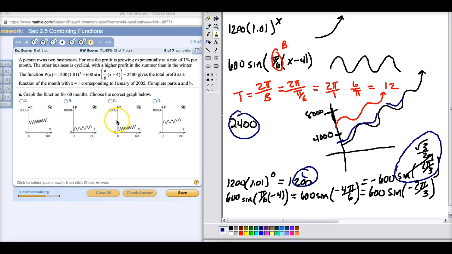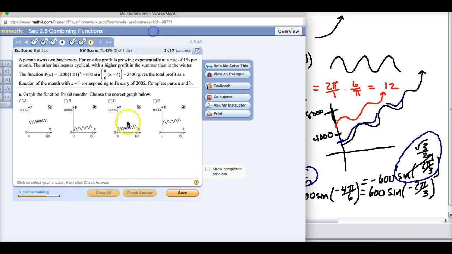So 4,000 is about here. So it would not be way down here. Sorry, let's look at B and D. It wouldn't be way down here. It would have to be somewhere close to the middle. So D would probably end up being the best answer there. Okay. All right.